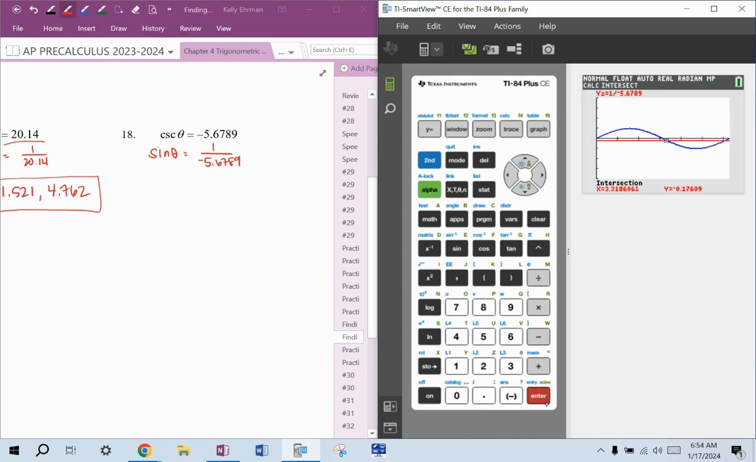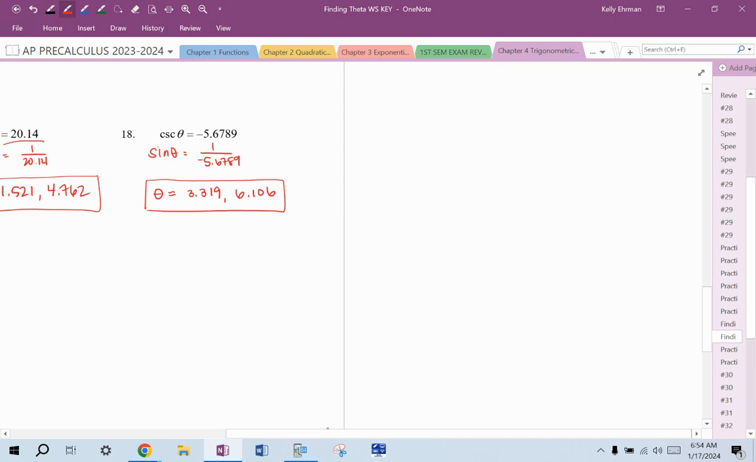Finding the intersection between 2 graphs is a calculator skill that obviously we need for our AP test, but we use it a lot for calculus too. So it's good to be just really comfortable doing this. I'm hoping that after this year, it's just natural for you, if you're allowed to use a calculator, to just solve it by graphing if it's easy to graph. 6.106, especially if you're given a domain like we are for this one, 0 to 2 pi.